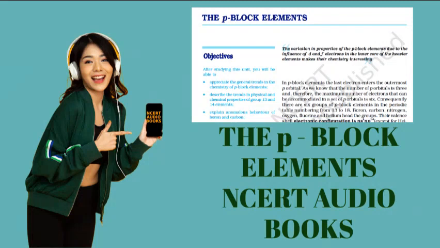Topic 11.8 Some important compounds of carbon and silicon. Oxides of carbon. Two important oxides of carbon are carbon monoxide and carbon dioxide. Subtopic 11.8.1 Carbon Monoxide. Direct oxidation of carbon in limited supply of oxygen or air yields carbon monoxide.